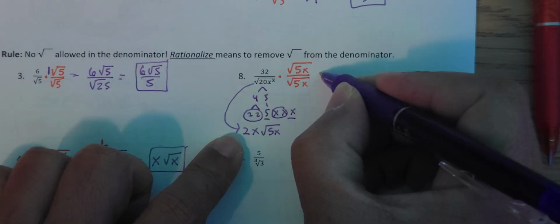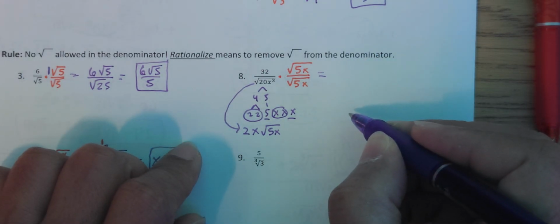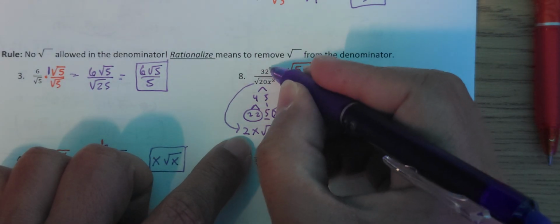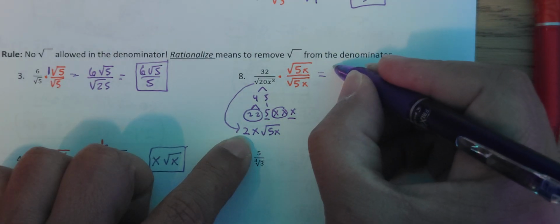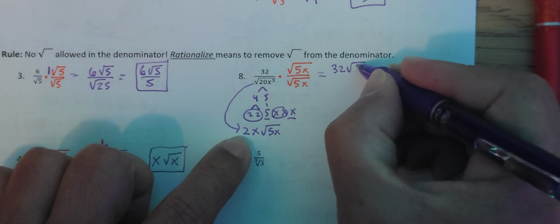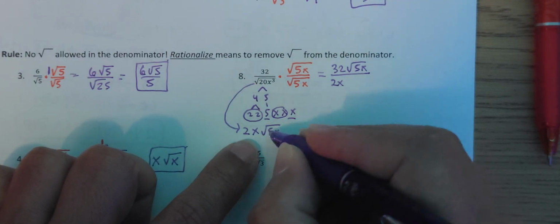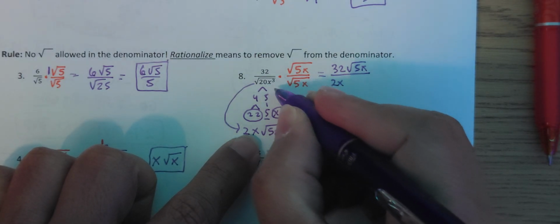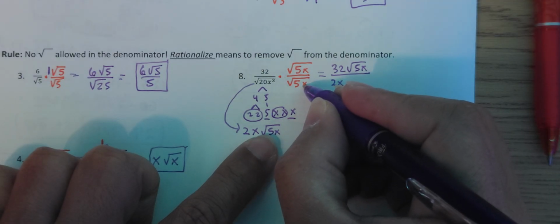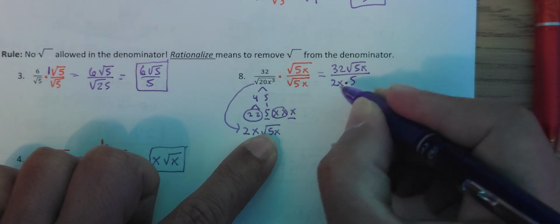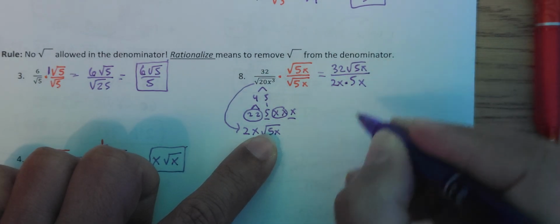So when we multiply this, let's see. Notice that this is 32 over, let me just write it down. So we have 32 square root of 5x over, we have a 2x coming out, and then square root of 5x times square root of 5x, that's square root of 25x squared, which means square root of 25 is 5, so you multiply by 5, and the square root of x squared is just x, okay?